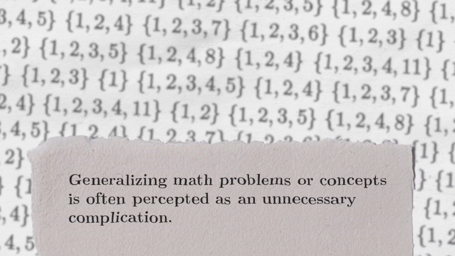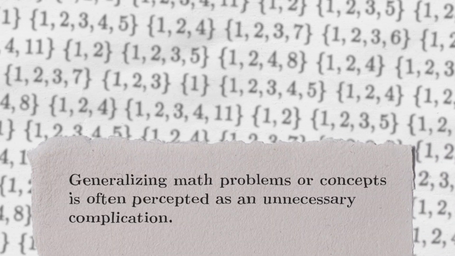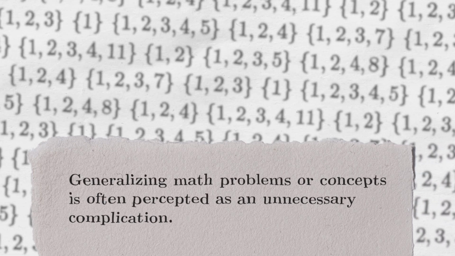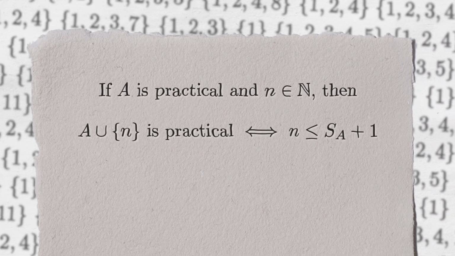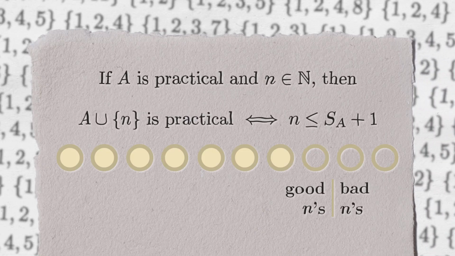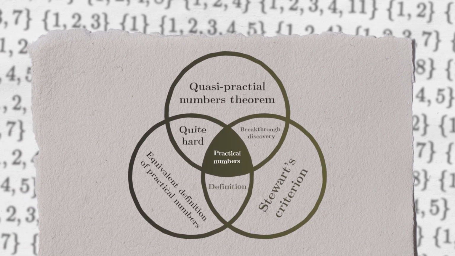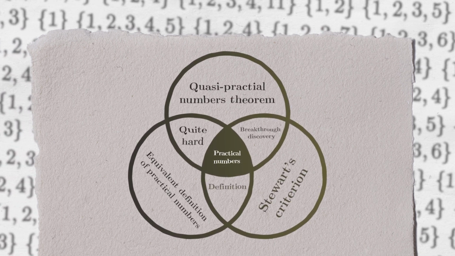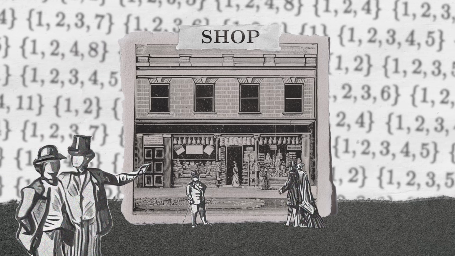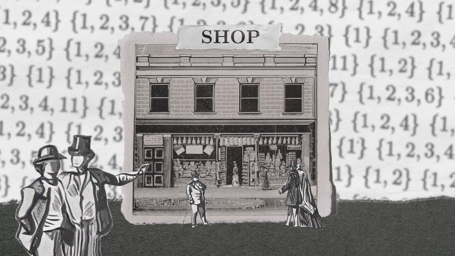The moral of this story is simple. Generalizing math problems or concepts is often perceived as an unnecessary complication, and there is some truth in that. However, generalizing often leads to finding previously hidden structures, and allows us to look at problems and concepts from a broader view. Of course, the notion of practical sets will not solve every problem of practical numbers, but it in fact helped to understand practical numbers better. And hey, we helped you solve the currency in a shop problem in many various ways, so that's something, right?